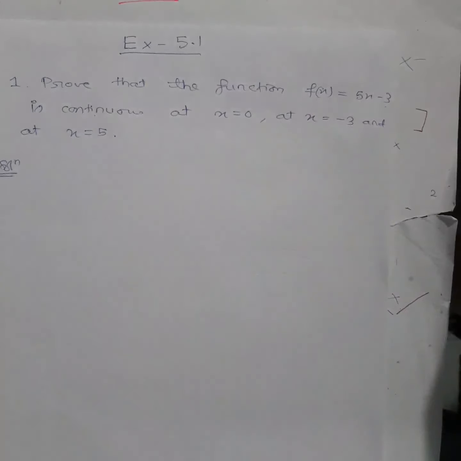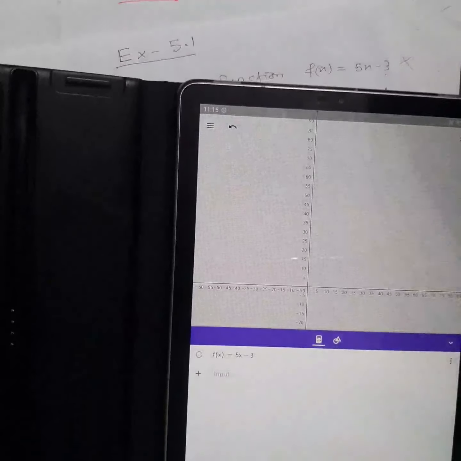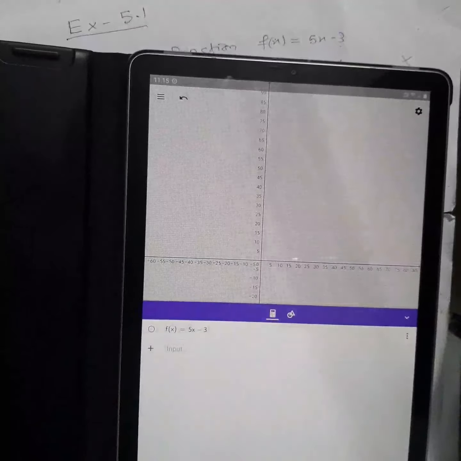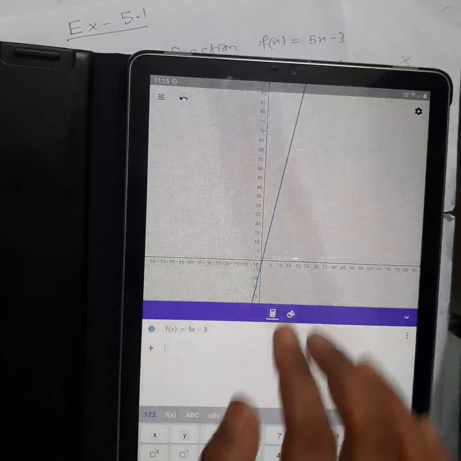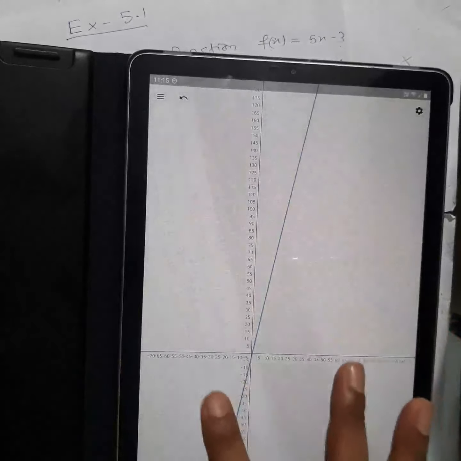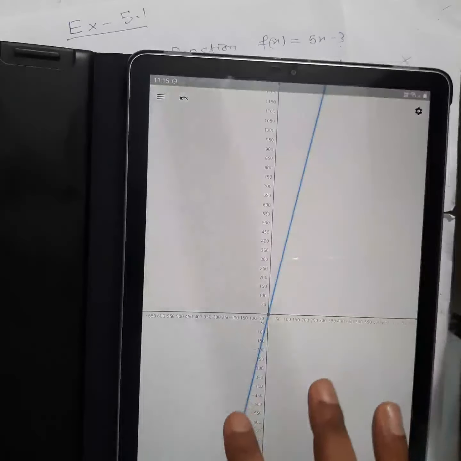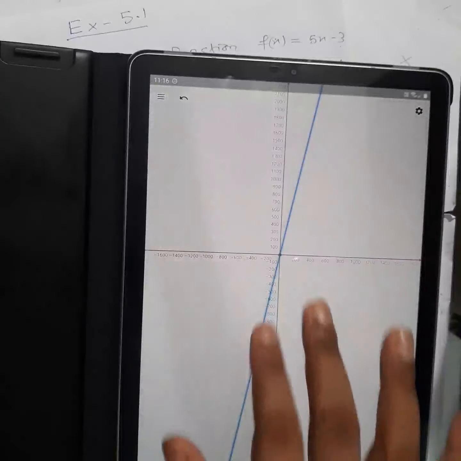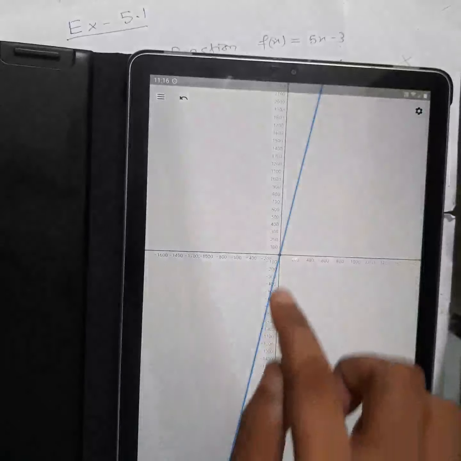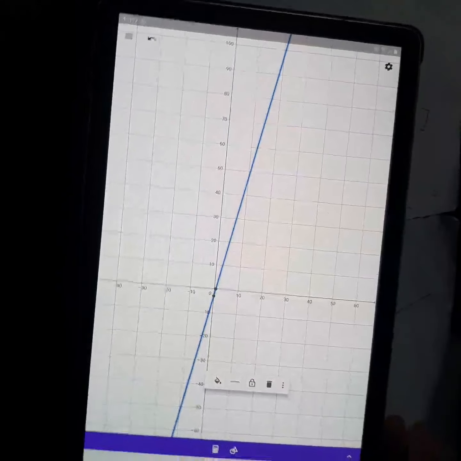So see carefully. What I'm trying to explain here is, let me show you the graph. So you can see the graph here. I've already plotted 5x minus 3. When I click this one, you can see this is the graph. You will see on both ends it will never end. It will just go on, and you can see this graph is not breaking at any point. So the graph does not break, right?